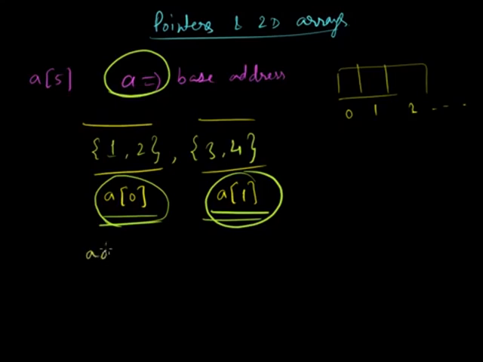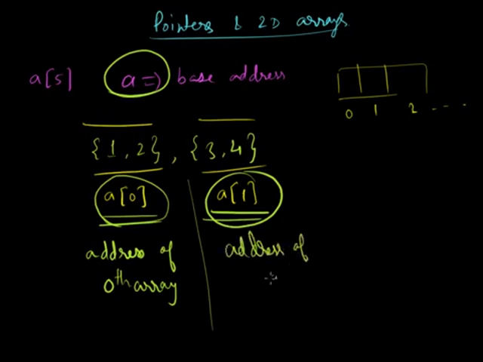So this will give nothing but the address of the 0th array, and this will give the address of the 1st array. 1st array means the 1st row. Okay.